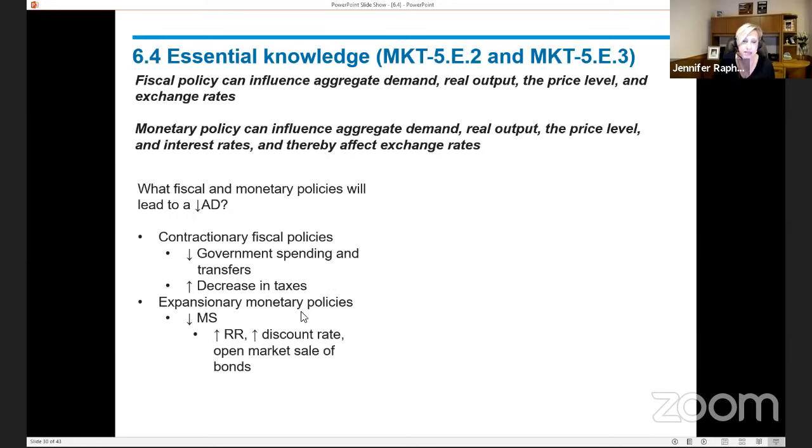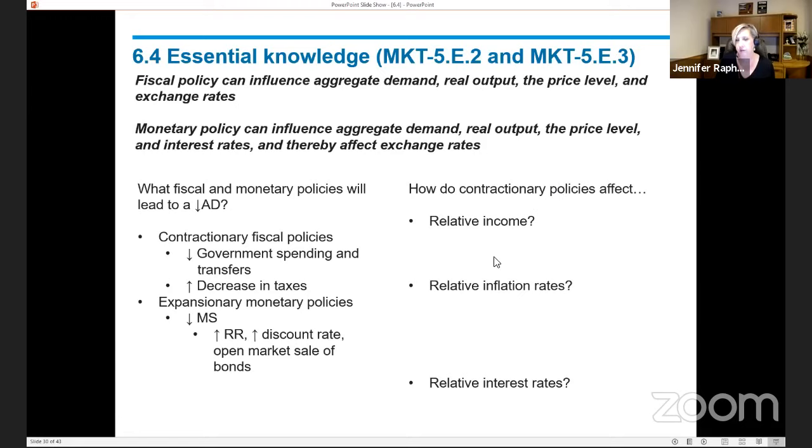Now, contractionary monetary policy is a decrease in the money supply, which is produced by an increase in the reserve requirement, an increase in the discount rate, or an open market sale of bonds. So please make sure, if you're taking notes, we're looking at contractionary fiscal policies as a decrease in government spending or transfers, and an increase, look at the arrow, an increase in taxes. And this should say contractionary monetary policy is a decrease in the money supply, which is generated by one of these three Fed tools.